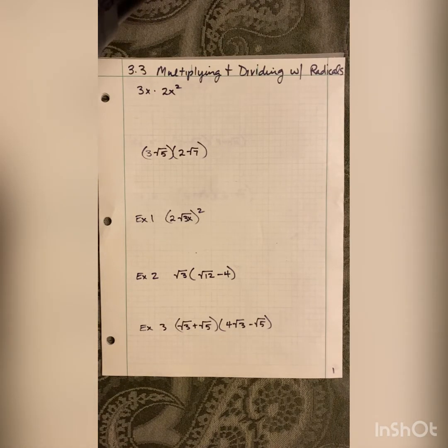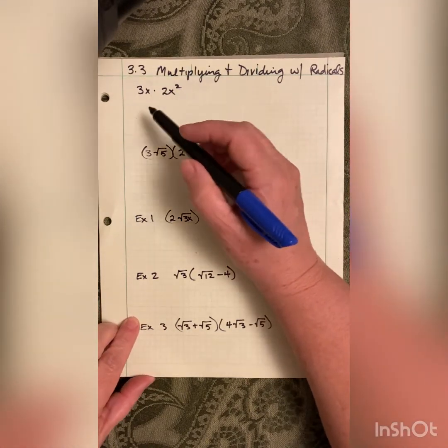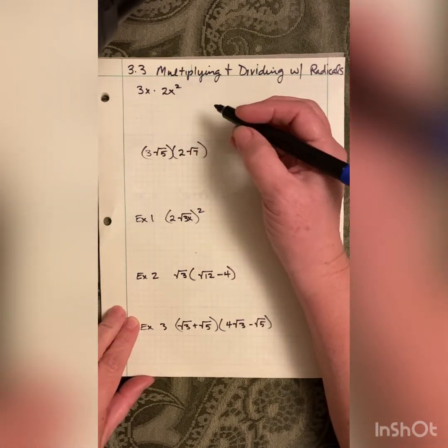Good morning, everybody. We are doing 3.3 today, which is on multiplying and dividing with radicals. And multiplication of expressions that contain radicals is very similar to multiplication of polynomials. So let's take a look at this polynomial right here. I'm going to do it the longest way possible so you see how it works.